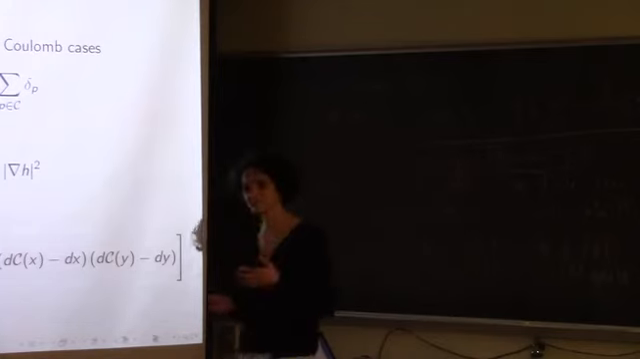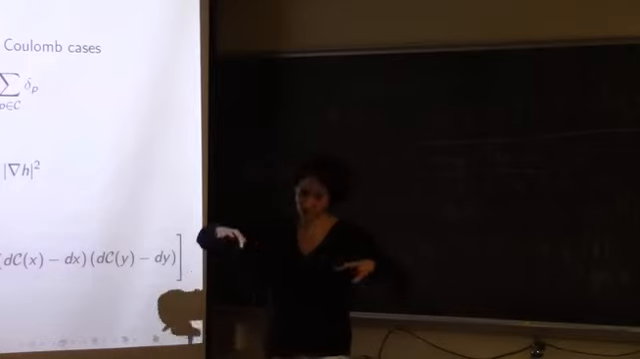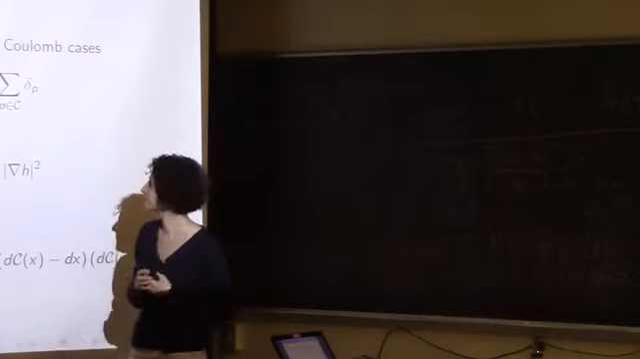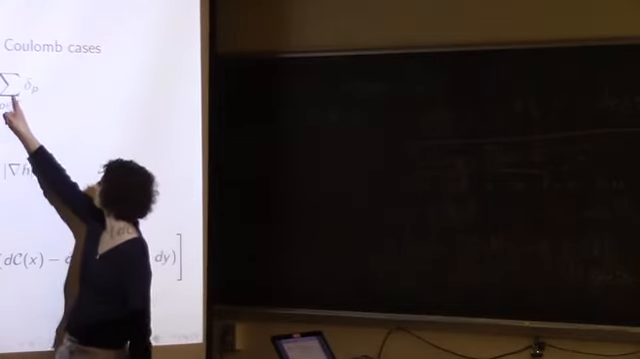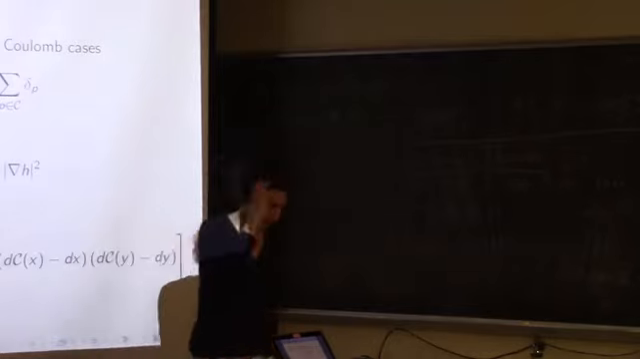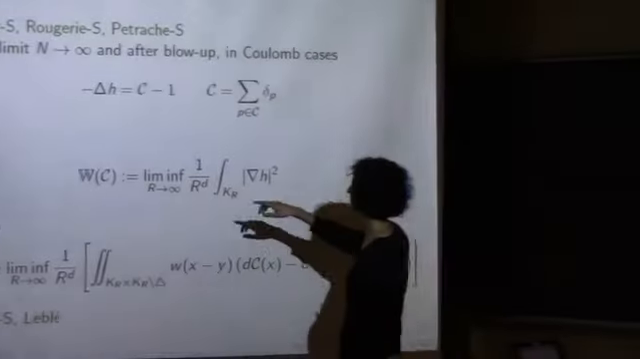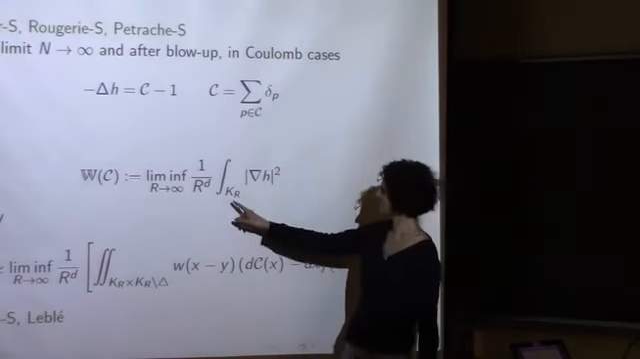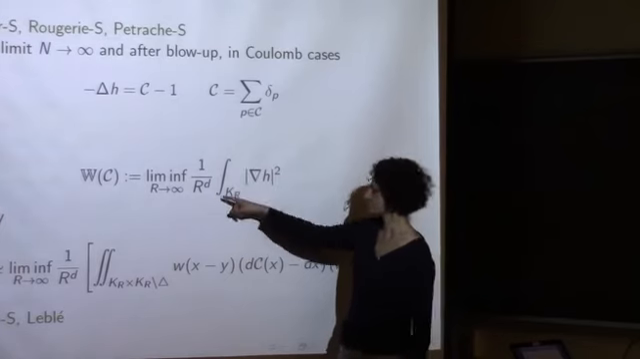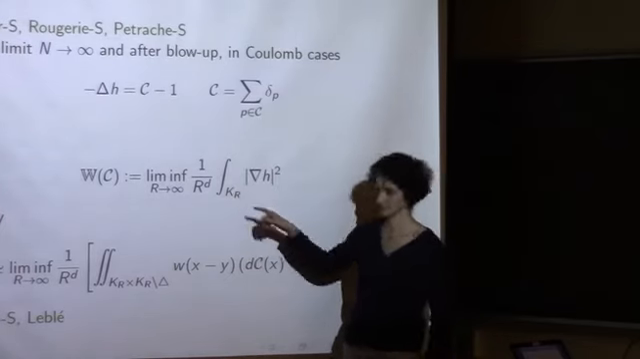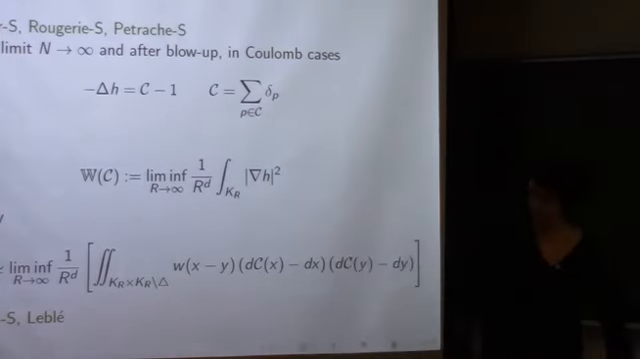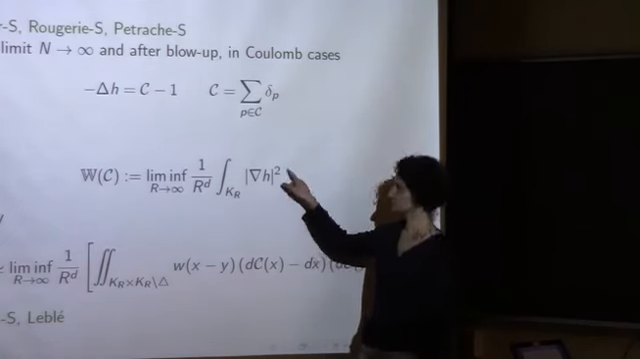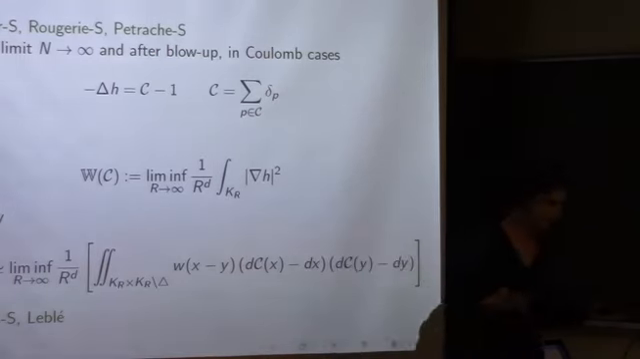So after you have done the blow-up procedure that I said, you find yourself with an infinite configuration of points, so-called curly C, this infinite configuration. I identify the configuration with the sum of Dirac masses on the points of the configuration. And I have the neutralizing background, minus 1. Okay, and then you want to compute something which is more or less this, the average over larger and larger boxes. So KR refers to cubes of size R, centered at the origin. You want to average the integral of grad h squared over larger and larger boxes, and this is your energy, more or less.